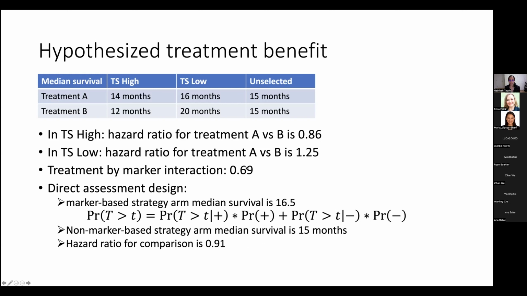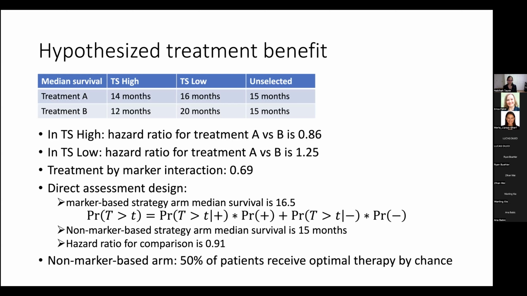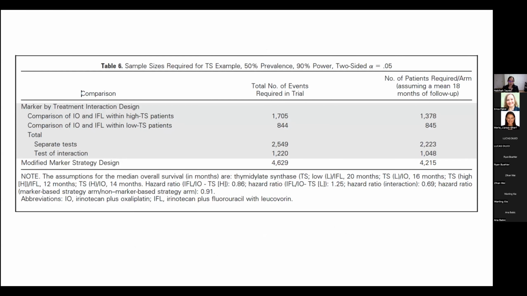So if you're powering the study for this treatment biomarker interaction, you're looking for a hazard ratio of 0.6, interaction of 0.69. And so that gives you a smaller sample size. Most likely, you're going to expect a smaller sample size. And part of the reason why this hazard ratio is so high is that in the non-marker based arm, 50% of the patients receive an optimal treatment by chance alone. Because the marker prevalence is so high, you're just going to give patients the optimal treatment by chance.